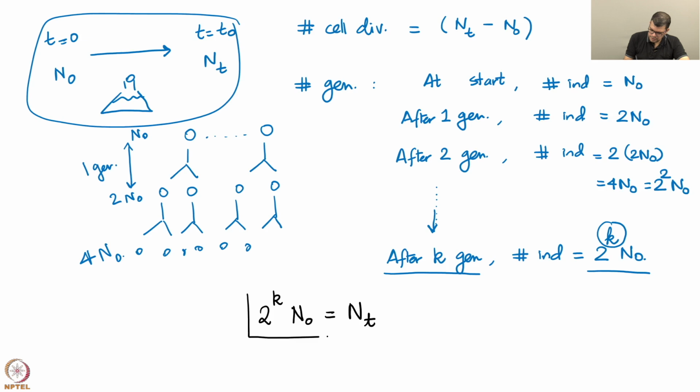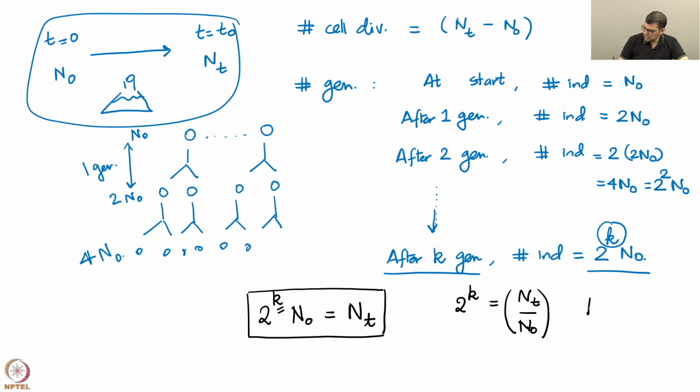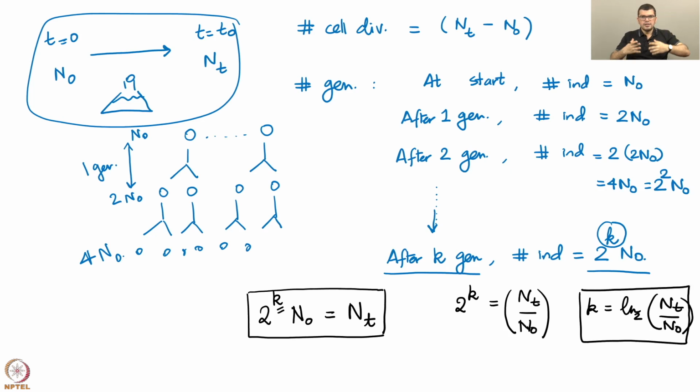So, we solve this, since Nt is given to us, N naught is known to us. What we have to do is, for this, what value of k is this equation true for? And we do this simply by taking log, and we can take N naught to the other side, we get 2 to the power k is equal to Nt by N naught, or if we take log to the base 2, k is simply equal to log base 2 of Nt by N naught. That is the number of generations that happened while this expansion of population took place, as the population changed from size N naught to a size Nt.